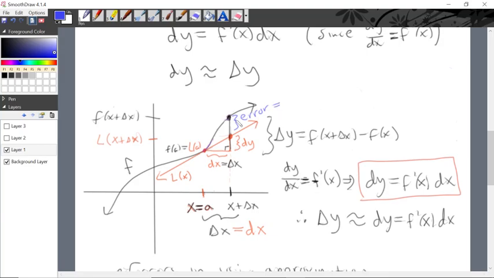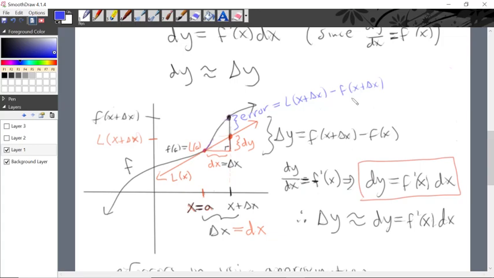But we can also get an idea of whether our approximation, the one that comes off the tangent line, is an overestimate or an underestimate of the value on the function by subtracting in the following order. We could take the y value from the tangent line, that would be L of x plus delta x, and subtract from it the y value from the function, f of x plus delta x. So this is going to tell us how large the error is.